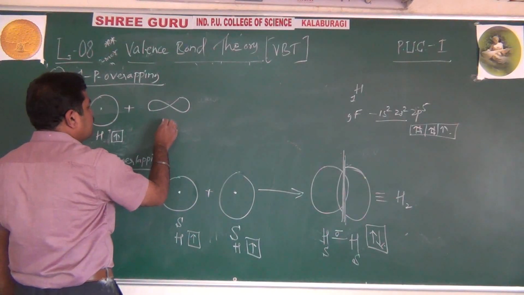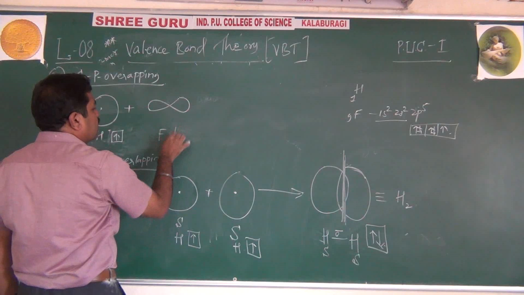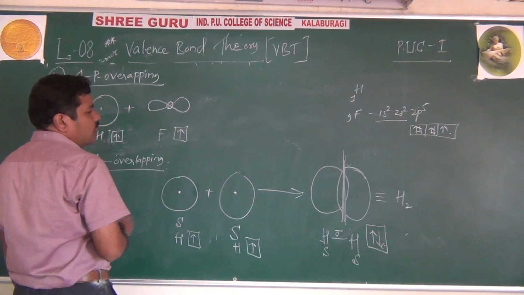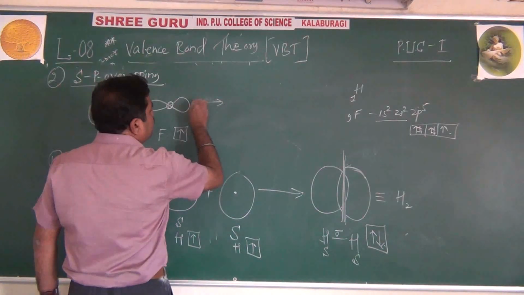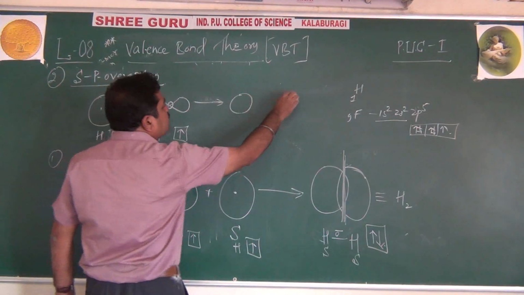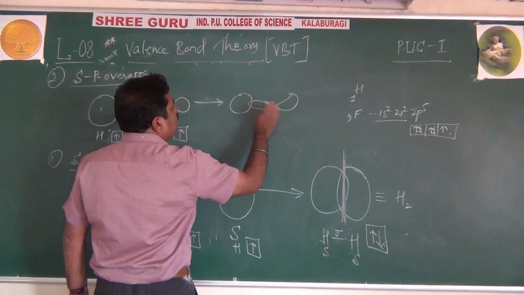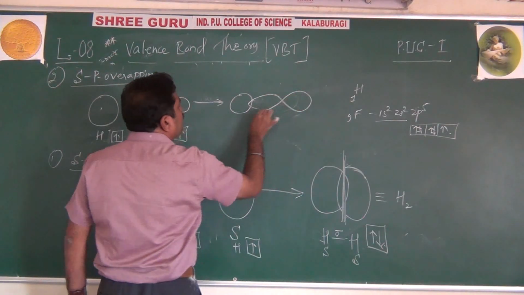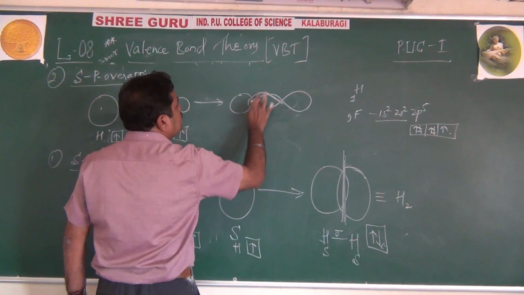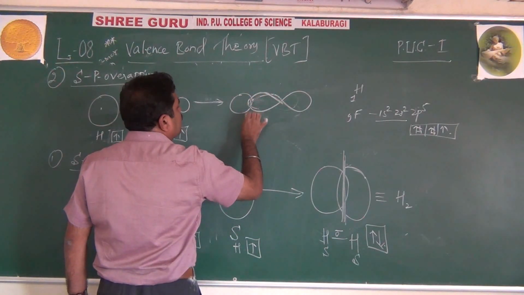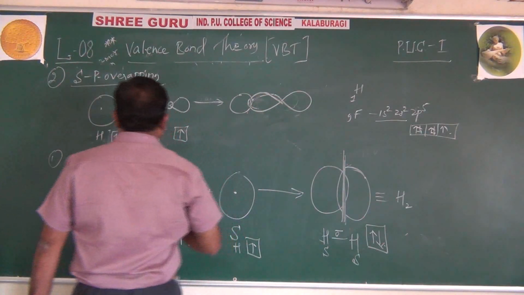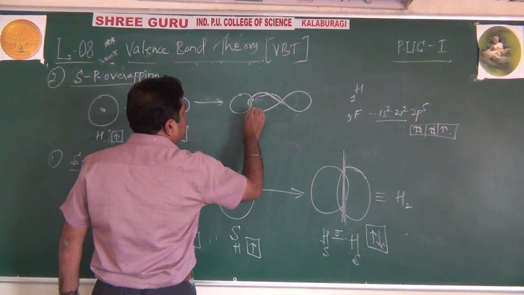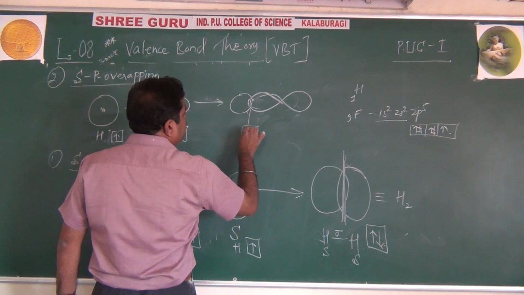Let us take it as a fluorine molecule. Okay? How will it overlap? Along the internuclear axis, like this. Along the internuclear axis. Like this, they will share. Okay? The electrons get paired up.